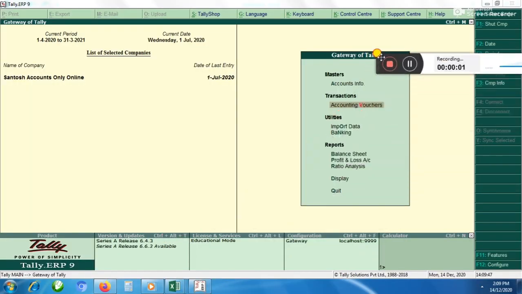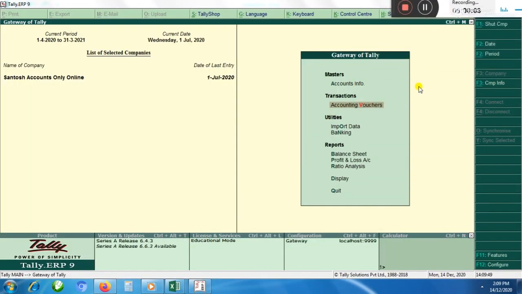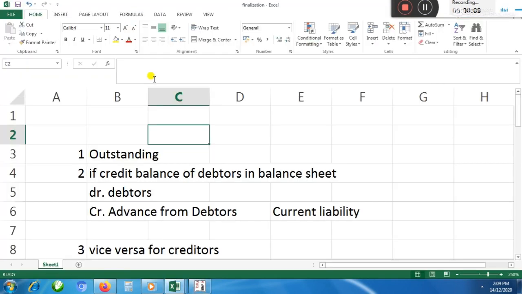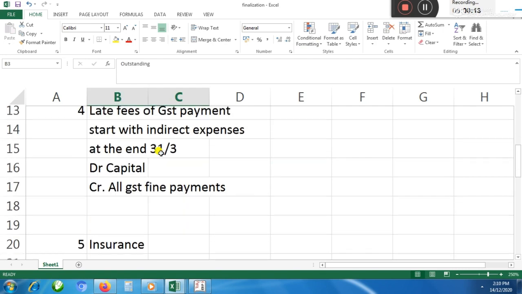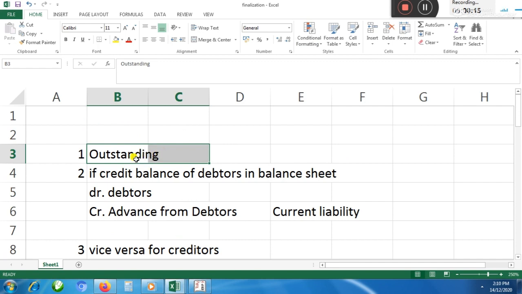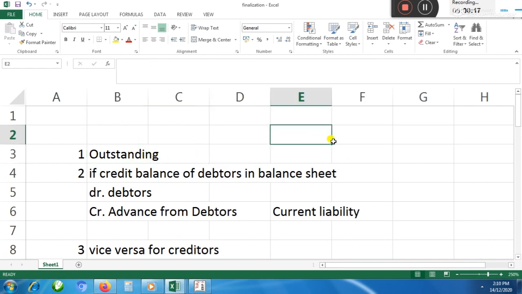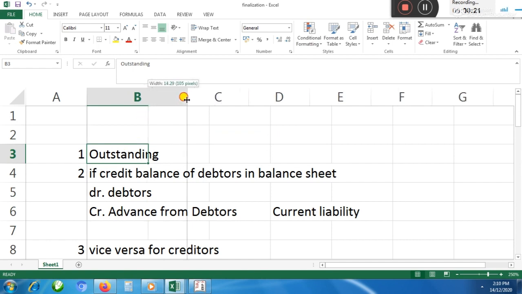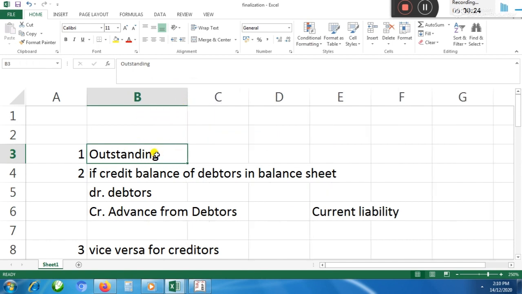The last topic of accounts book writing is the finalization. Let us see how to finalize these accounts now. To finalize the accounts, the first entry is outstanding. You have to find out the list of all the expenses which are outstanding, which will go to the next year. This is not payable for this year, but it will be payable in the next year.